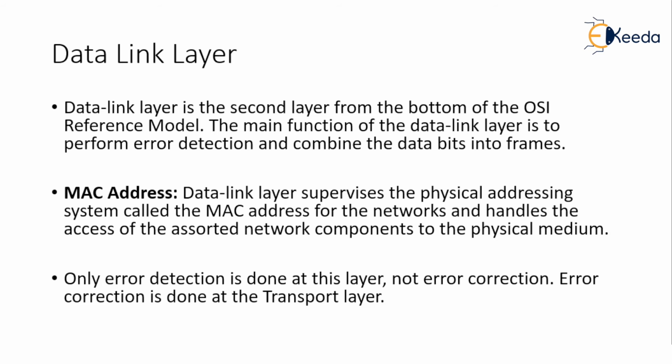Because the data link layer supervises the physical address system called the MAC address for the networks and handles the access of the assorted network components to the physical medium. Here at this layer, only the error detection is done and not the error correction. The error correction is done at the transport layer.